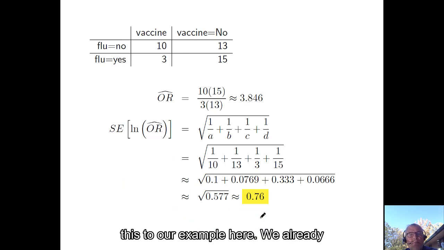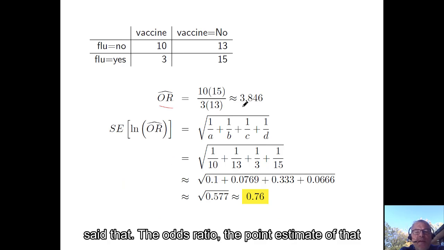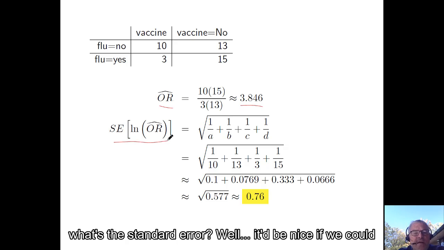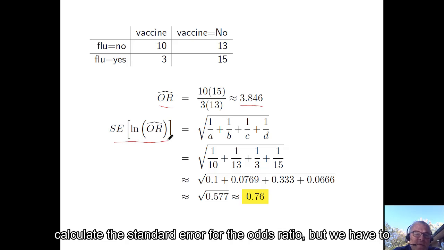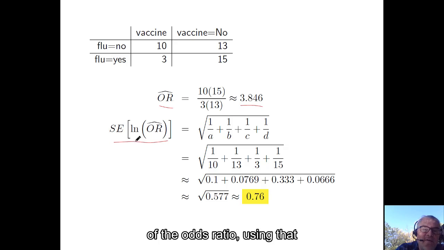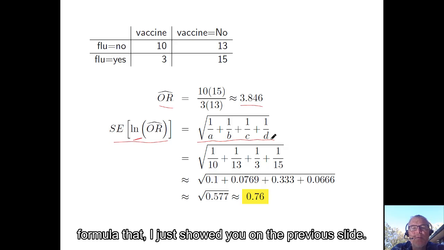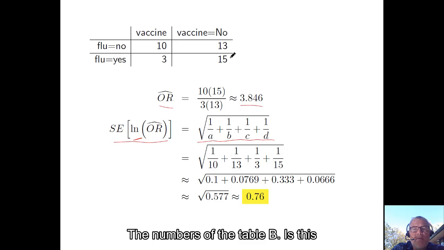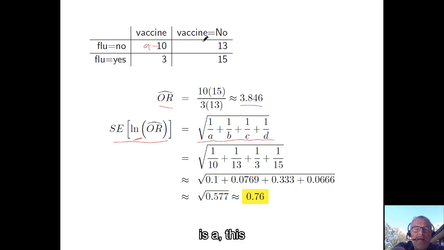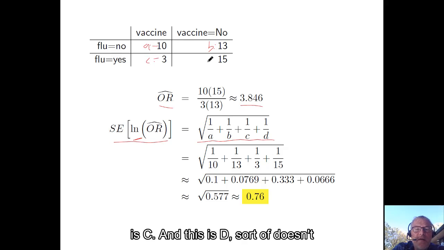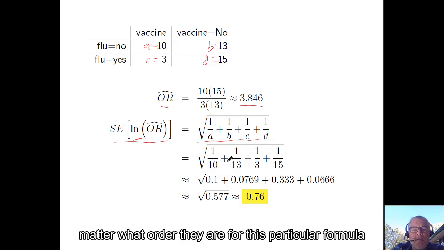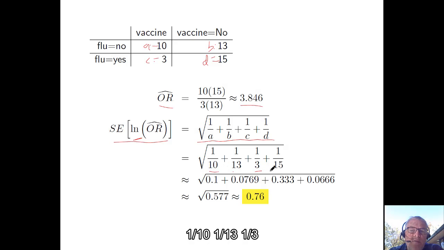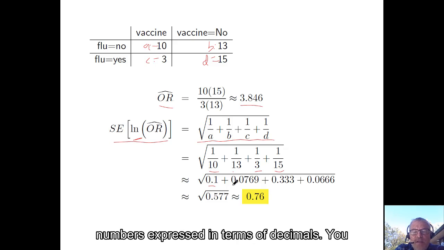All right, so let's apply this to our example here. We already said that the point estimate of the odds ratio was 3.846. Okay, what's the standard error? Well, it'd be nice if we could calculate the standard error for the odds ratio, but we have to calculate the standard error for the log of the odds ratio using that formula that I just showed you on the previous slide. So we're just putting 1 over 10 plus 1 over 13, all of the numbers in the table. This is A, this is B, this is C, and this is D. So it doesn't matter what order they are for this particular formula because they all just get put in the denominator of these fractions down here, 1/10, 1/13, 1/3, and 1/15. So these are the numbers expressed in terms of decimals.